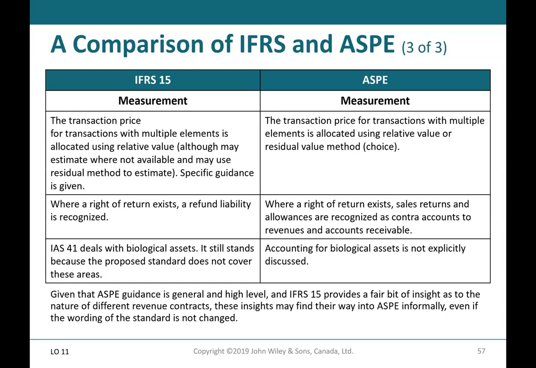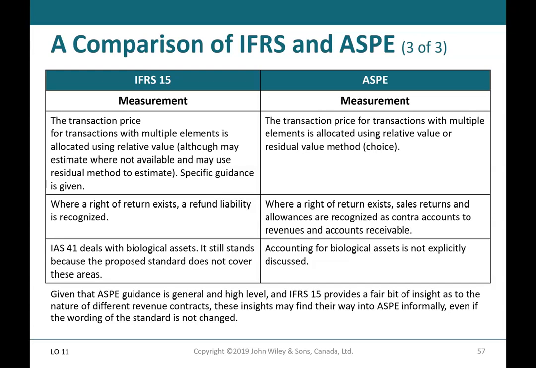A comparison of IFRS and ASPE, 3 of 3. IFRS, measurement. The transaction price for transactions with multiple elements is allocated using relative value, although may estimate where not available, and may use residual method to estimate. Specific guidance is given. With ASPE, the transaction price for transactions with multiple elements is allocated using relative value or residual value method or choice.